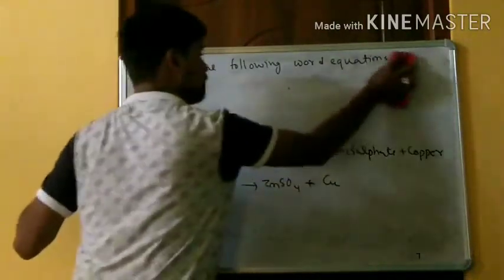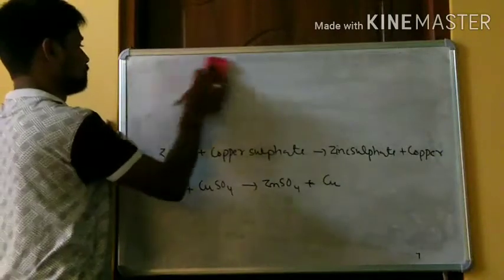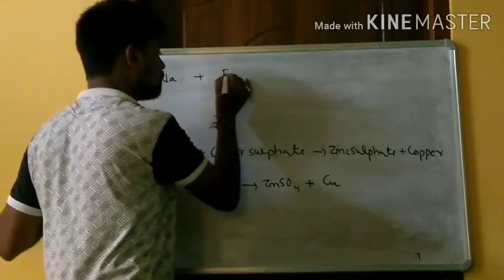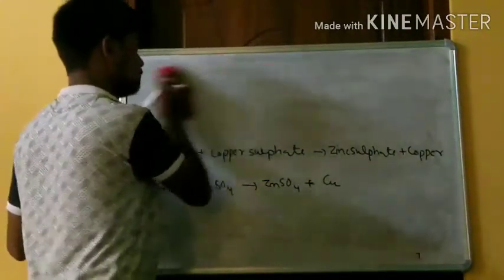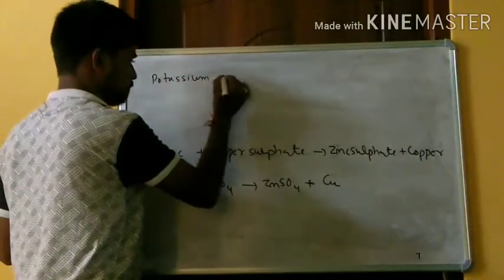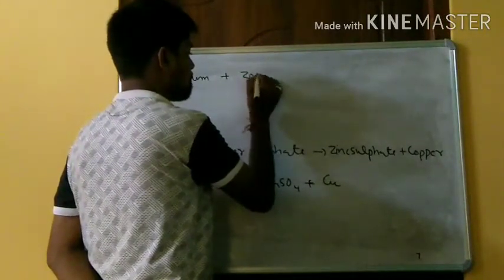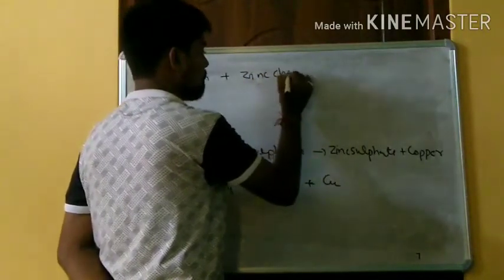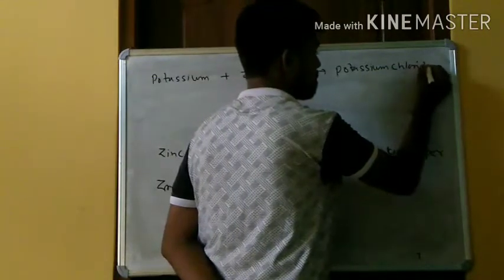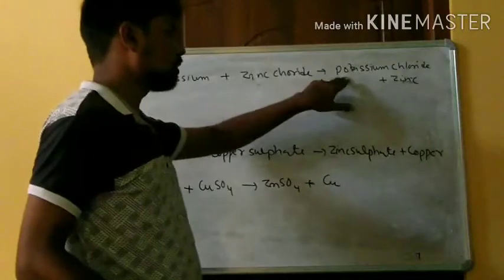Okay, now let us take another example. The question is potassium plus zinc chloride gives potassium chloride and zinc.